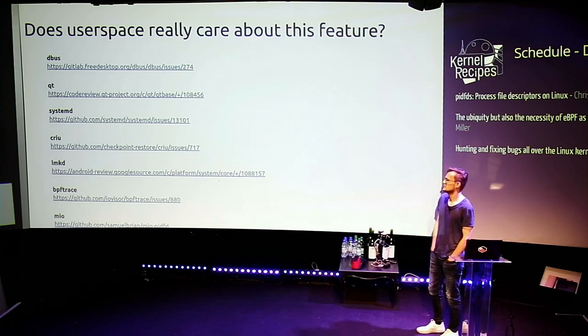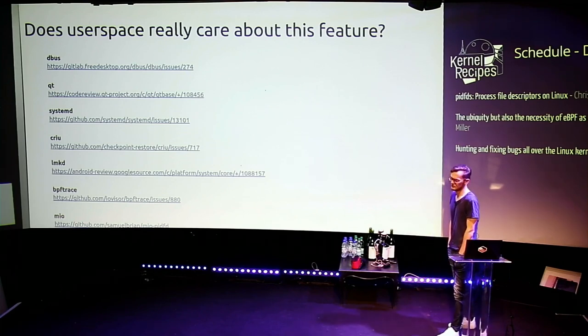CRIU, checkpoint restore in user space, they restore process trees, and they need to make sure that the PID they are operating on, so for example, they do a sequential checkpointing of a process, right? In between two checkpoints, the process could have been restarted and recycled. So they have a function called detect PID reuse, which does all kinds of proc magic to find out whether this is still the same PID, and they want to switch to pidfds, so they can get rid of this function.